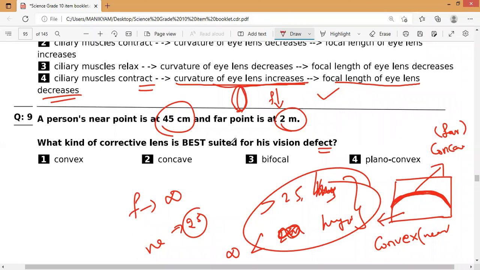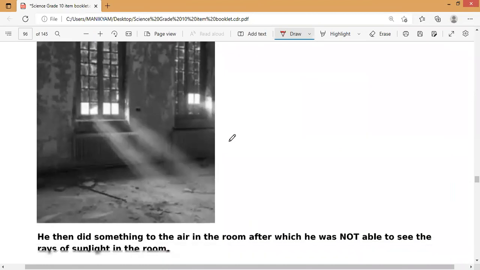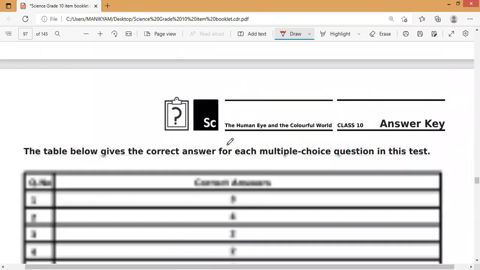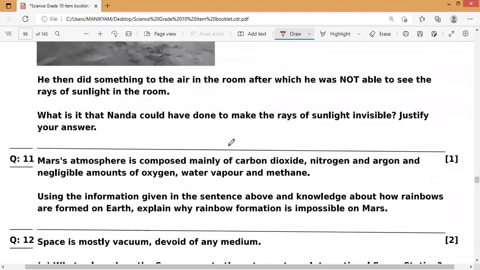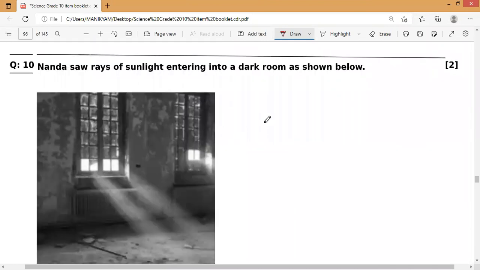How many questions are there? Let it be. We'll continue from here. Shall we finish it? Anyhow, you don't have work, I think. Shall we finish this one? I also have class for 9th.